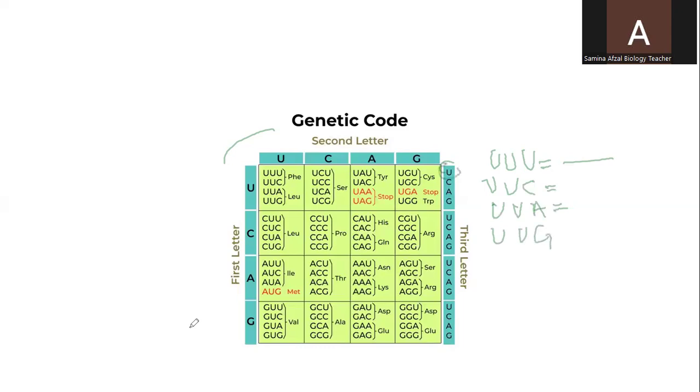So in this way, these genetic codes form the amino acids: leucine, phenylalanine, leucine, lysine, methionine, valine. So the different types of amino acids are formed with the help of this genetic code.